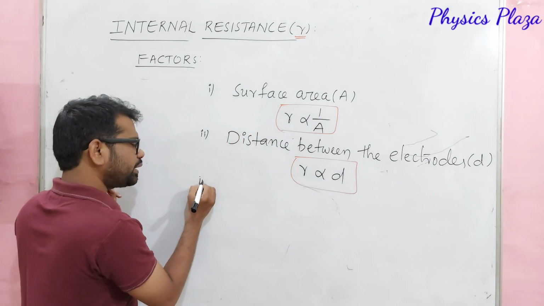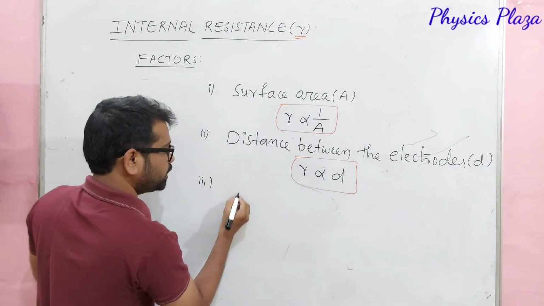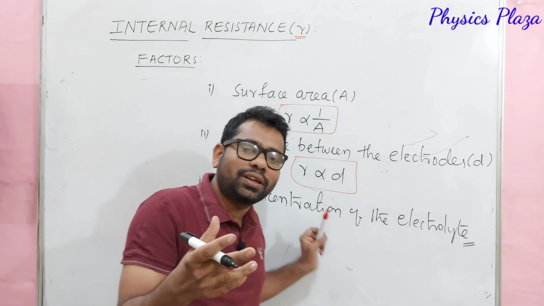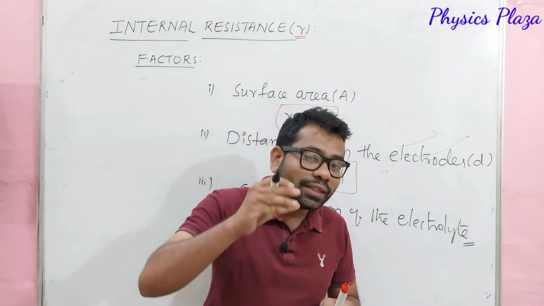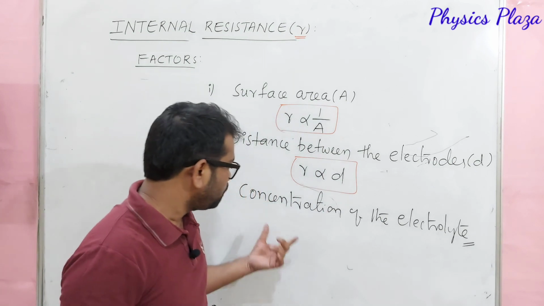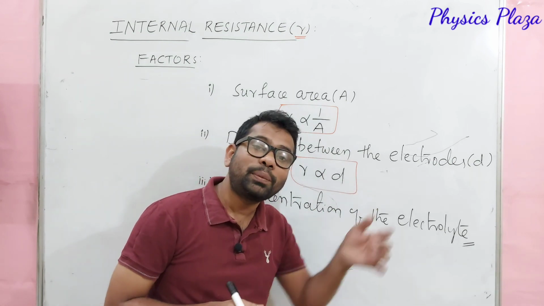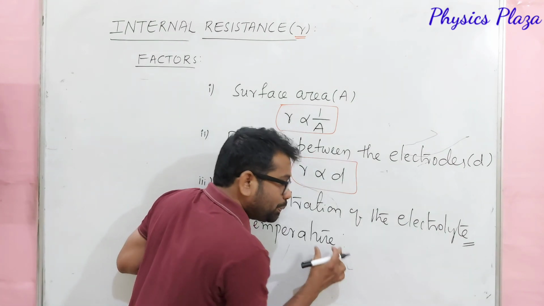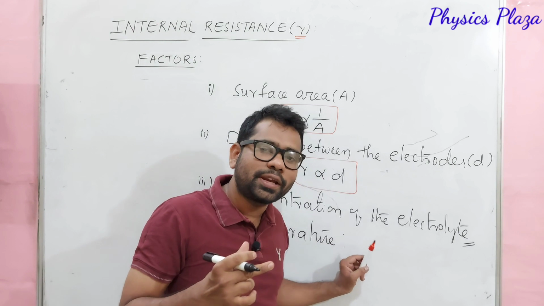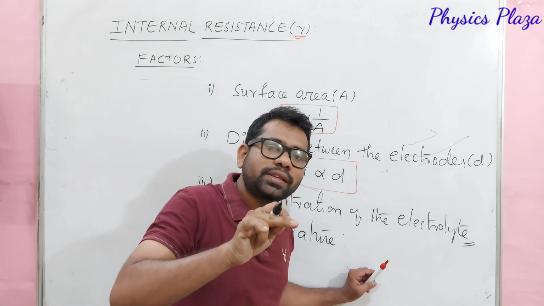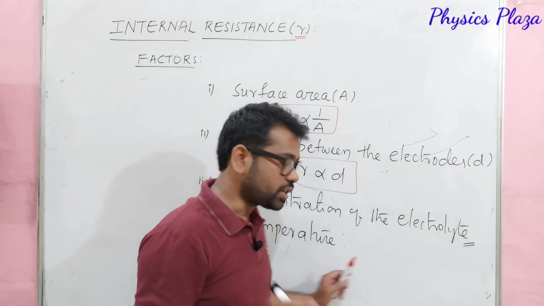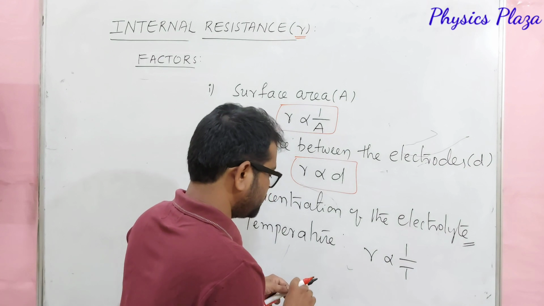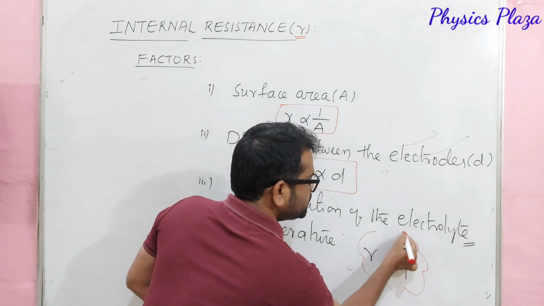And the third factor is very, very important. This is the concentration of the electrolyte. Dear children, if you take an electrolyte with more concentration, then obviously the internal resistance also increases. More concentration of the electrolyte means more internal resistance. And the fourth factor is temperature. As the temperature of the electrolyte increases, the internal resistance decreases, so that there will be more flow of charges. So here, internal resistance is inversely proportional to the temperature. Dear children, these are the factors on which internal resistance depends.